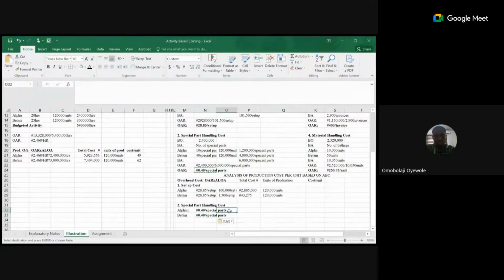Then for special handling cost, the actual level of activity for the special handling cost is what? 1.2. Yes? Then for Betam it is what? 4.8. Then we multiply and get the answer.